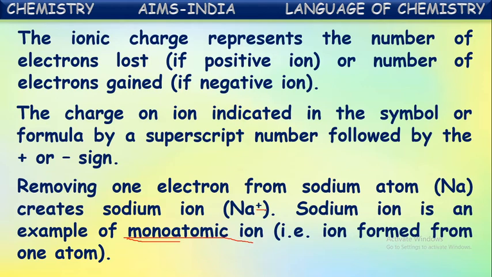So as it is losing one electron, it is represented with 1. If it is 1, there is no need to mention it, and it is shown as just plus. Plus represents the loss of electron. As it is gaining positive charge, it means it lost an electron.